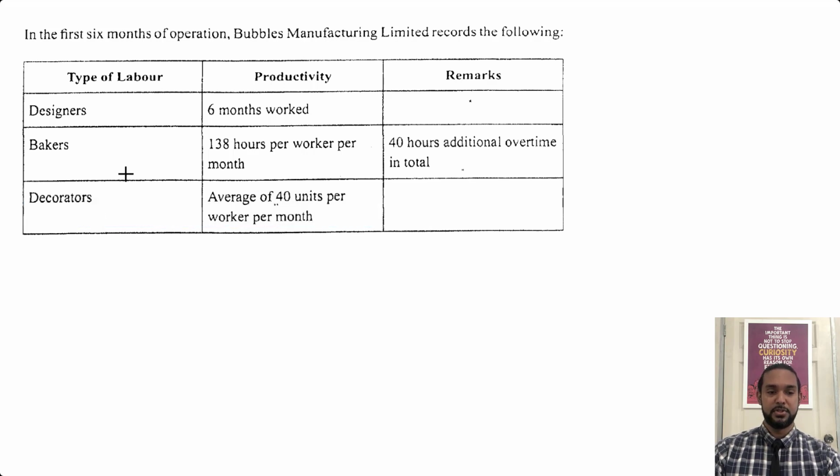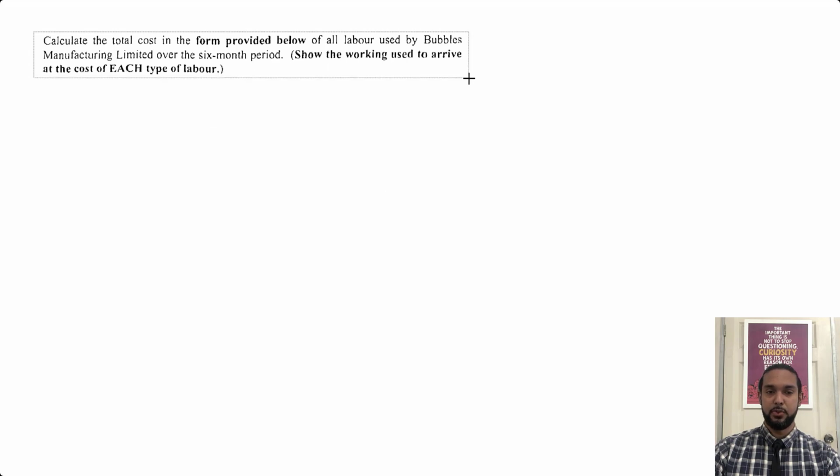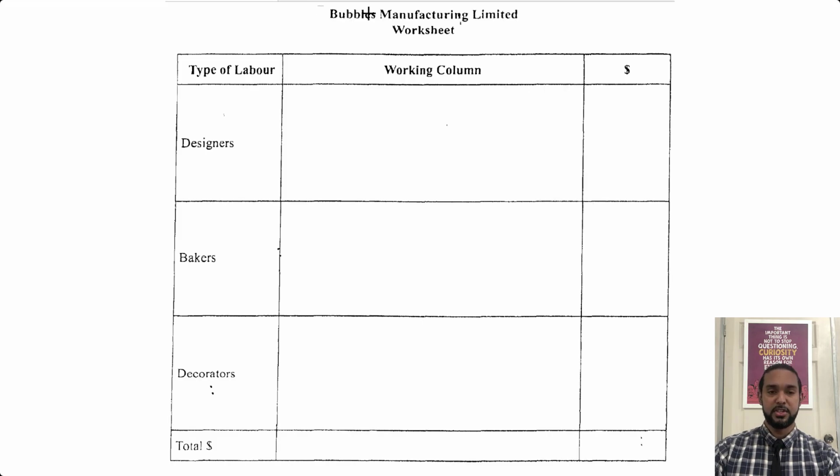So what they want us to do is to calculate, as they say here, the total cost in the form provided below of all labor used by Bubbles Manufacturing Limited over the 6-month period. Show the working used to arrive at the cost of each type of labor. So let's take a look at that form. Okay, so it says Bubbles Manufacturing Limited worksheet. So the first column says type of labor, designers, bakers, decorators.